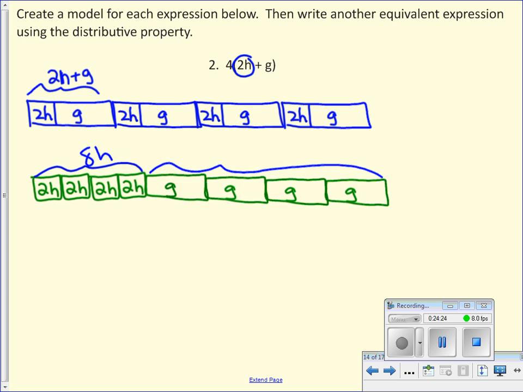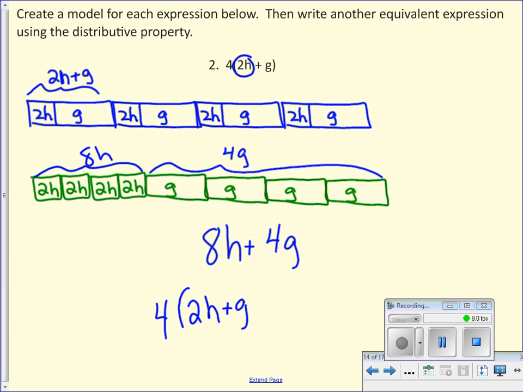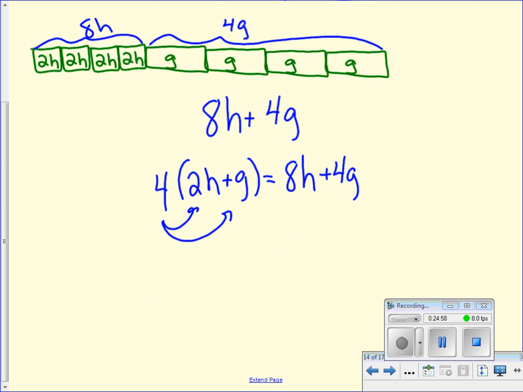And how many g's do I have? How many g's are here? 4 g's. So the other expression I could write is 8h plus 4g. So I think just for today, let's write the 2 expressions next to each other to illustrate that everything inside the parentheses was multiplied by that factor outside the parentheses. 4 times 2h is 8h, and 4 times g is 4g.